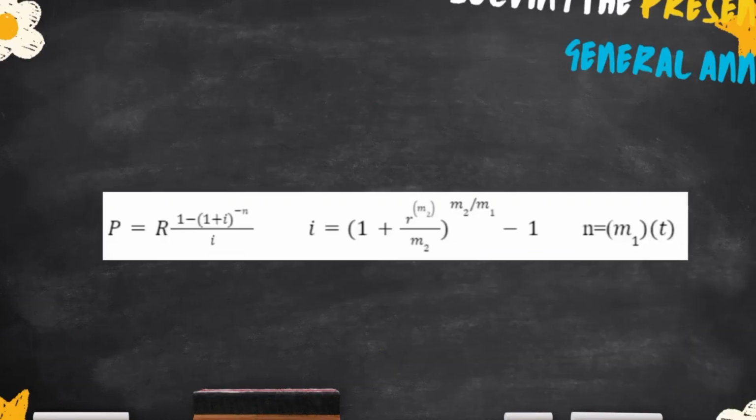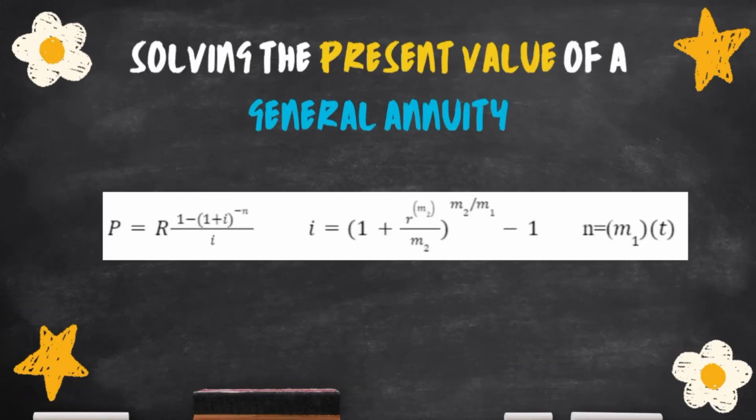Now let's move on to solving the present value of a general annuity. And these are the formulas that we will use. We will be using P equals R times 1 minus 1 plus I raised to the power of negative N over I. And the formulas for I and N remain the same.